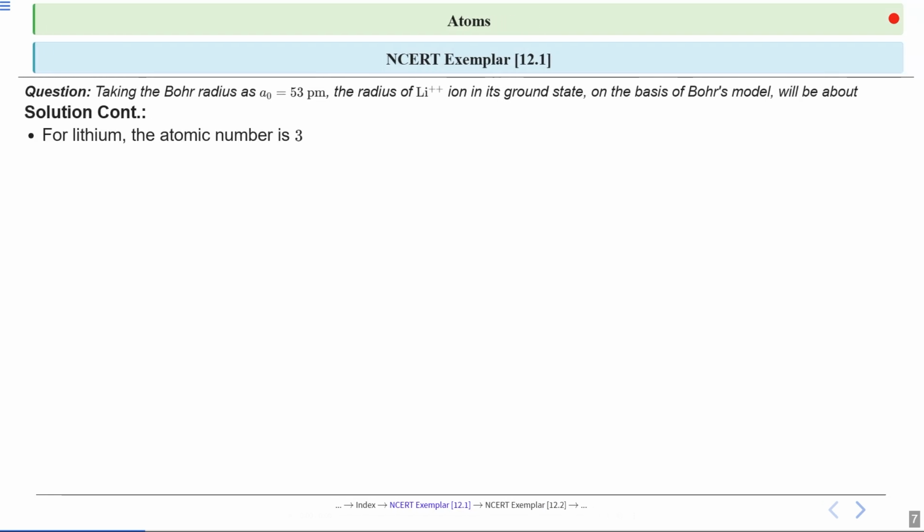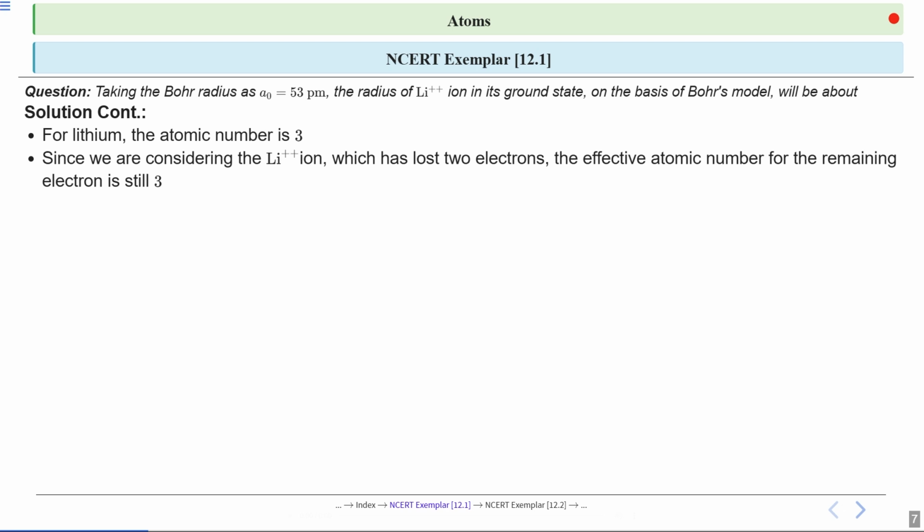First, let's identify the atomic number of lithium. Lithium has an atomic number of 3, which means it has 3 protons in its nucleus. Now let's consider the lithium double plus ion, written as lithium with 2 plus signs. This means the atom has lost 2 electrons, so only 1 electron remains. The effective nuclear charge, or Z, that this electron feels is still 3 because all 3 protons are still in the nucleus. For the ground state, the principal quantum number n is 1. This means the electron is in the closest possible orbit to the nucleus, which is the lowest energy possible.